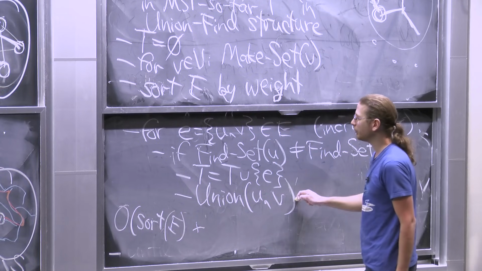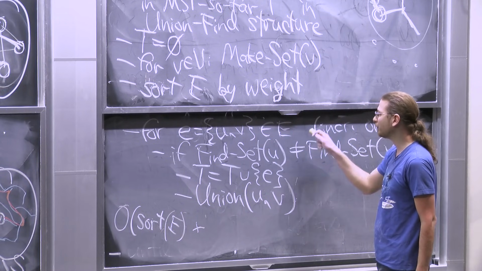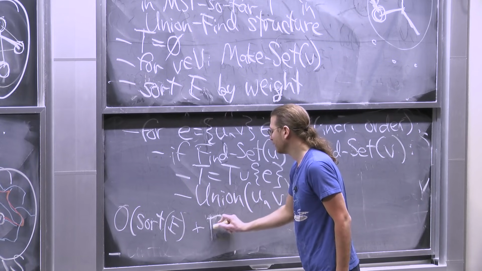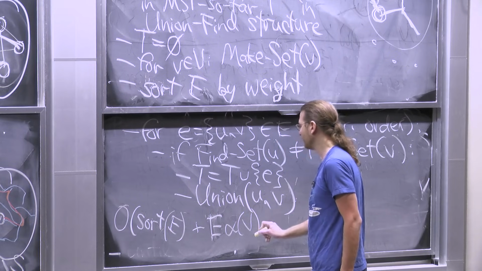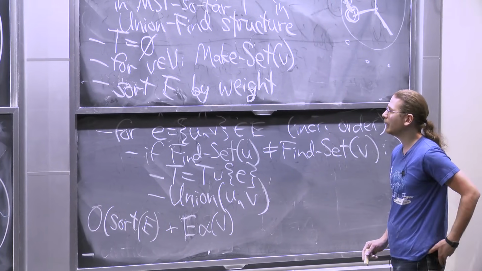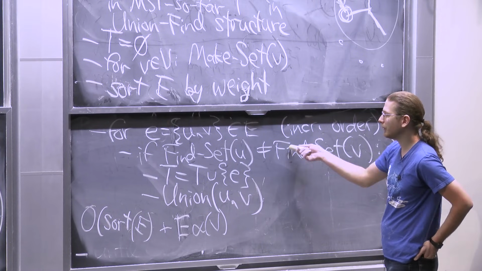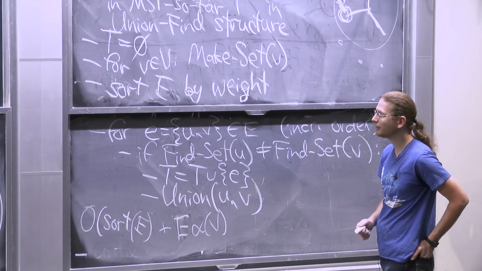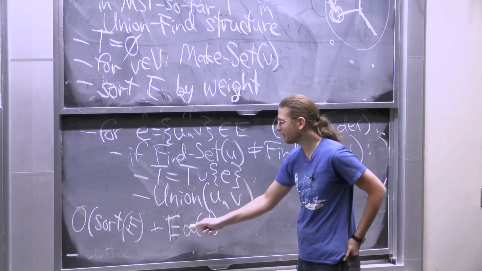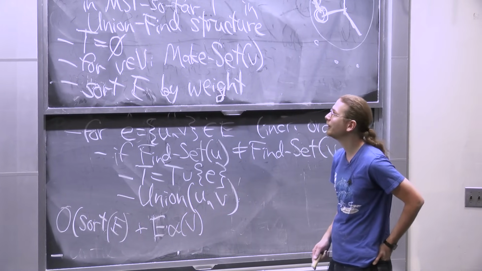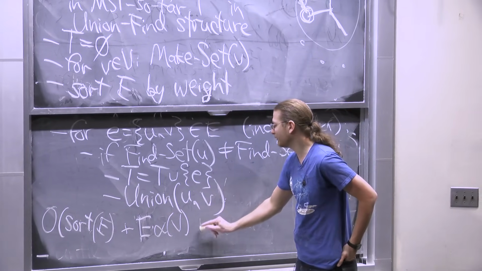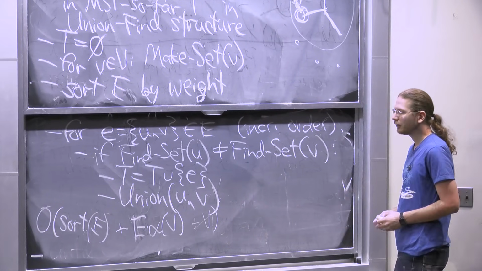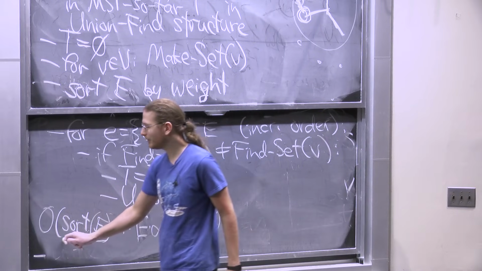Then we have to do some unions. I guess for every edge, potentially, we do a union. So I'll just write E times alpha of V. And then we also have to do find sets. But same deal. Find set and union cost alpha amortized. So the total cost for doing this for all edges is going to be the number of edges times alpha. And then there's plus V, I guess. But that's smaller if it's a connected graph. So other than the sorting time, this algorithm is really good.